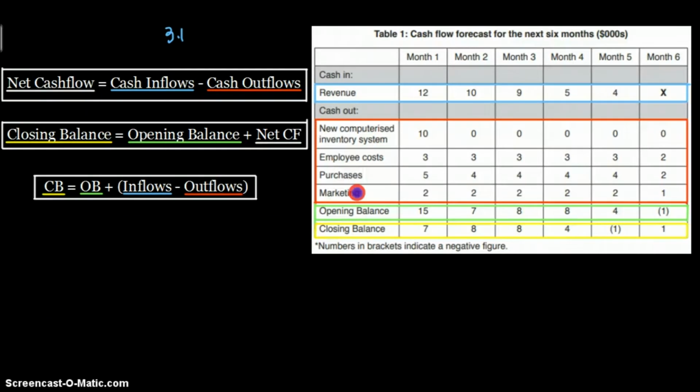There could be more, there could be less. It varies business to business, but they have given you over here that there's a new computerized inventory system. There's the cost for that, and there's employee cost. There's purchases that they are making, maybe your stocks and your marketing. So all of these costs that they have noted down.